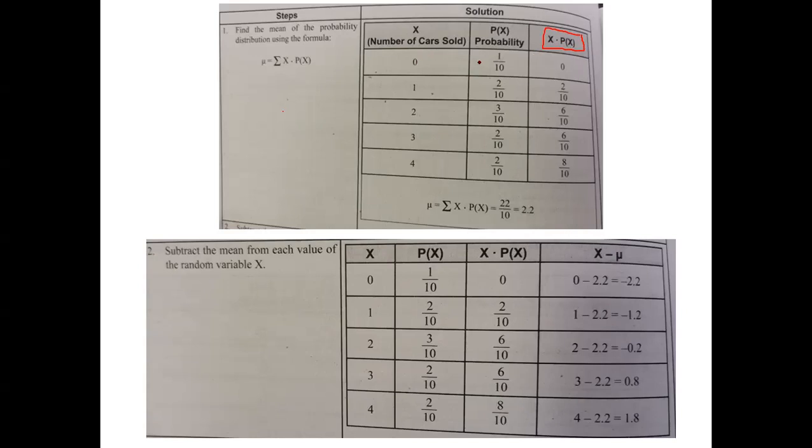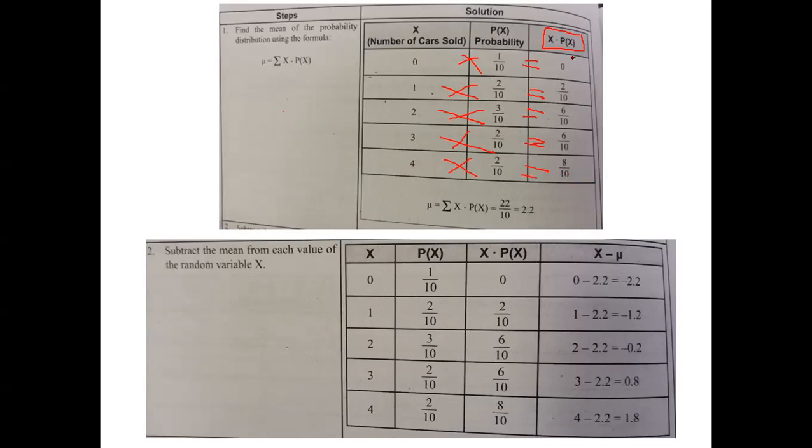So I have here 0 multiplied by 1 over 10 is equal to 0. 1 multiplied by 2 over 10 is 2 over 10. 2 multiplied by 3 over 10 is equal to 6 over 10. 3 multiplied by 2 over 10 is equal to 6 over 10. 4 multiplied by 2 over 10 is equal to 4 times 2, 8, divided by 10, or 8 over 10.